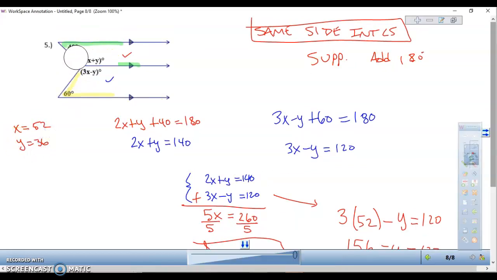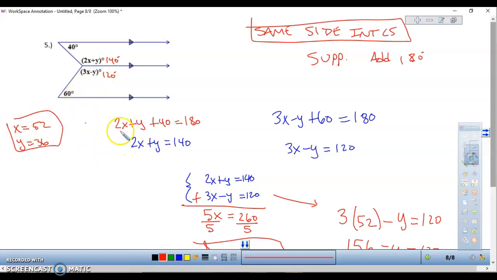All right, so for this angle, 2 times x, so 2 times 52 is 104, and 104 plus 36 is 140. Hey, look, when I plug that in, these are supplementary. That's great, it worked. Let's check this one. 3 times 52 is 156, and 156 minus 36 is 120. And so these two are supplementary, so I must have done everything correctly. So be very careful to look for those relationships, and then you're going to have to use systems of equations and even quadratics still to solve these problems.